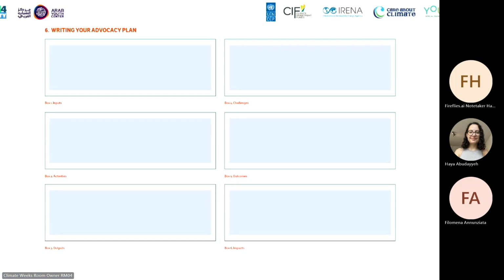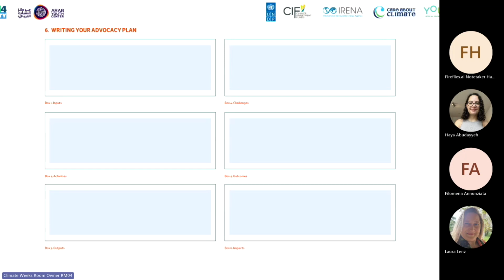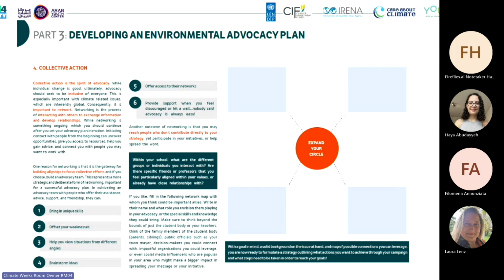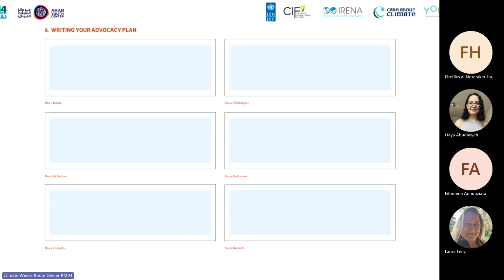There are 6 boxes here, and there are 6 things that I want you to think of when developing your own advocacy plan. First of all, when we talk about inputs, it's about what resources you need. You've selected your issue. What resources do you need to make this come to fruition? What are the activities, the short-term goals or actions that you need to take to realize this campaign? Then the outputs, versus the outcomes. The activities are the short-term goals, and the outputs are the long-term goals of your initiative.